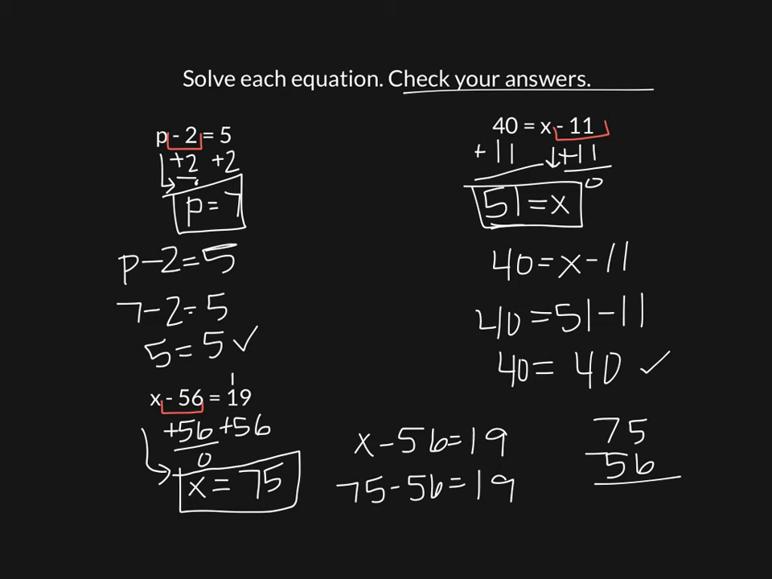I can assume it's going to be 19, but I better double check to make sure I did my math correctly here. 15 minus 6 is 9. 6 minus 5 is 1. Okay, I did get 19 equals 19. Check it out.